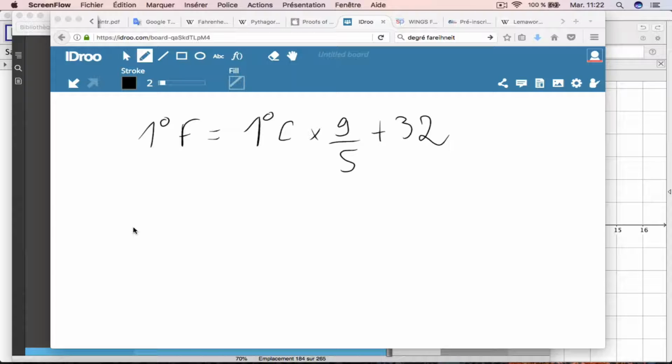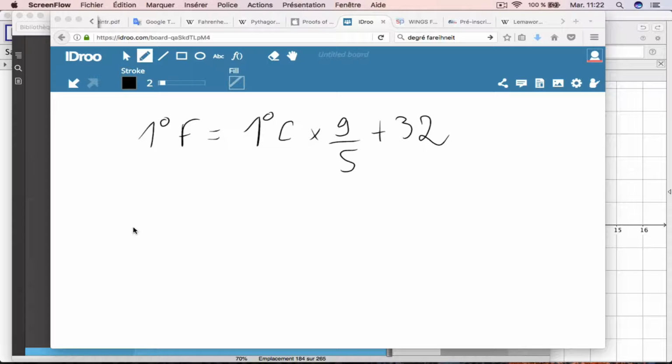So, as we have seen yesterday, we have seen a link between geometry and algebra, and now we can talk about algebra. Comme nous avons vu hier, il y a un lien entre la géométrie et l'algèbre, et à partir d'aujourd'hui, on va continuer sur l'algèbre. So, let's take an example from real life. Donc, prenons un exemple de la vie réelle.